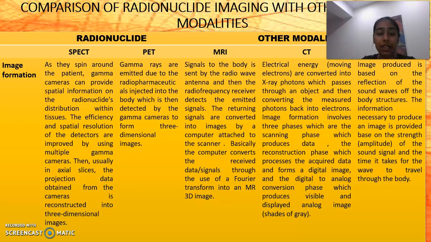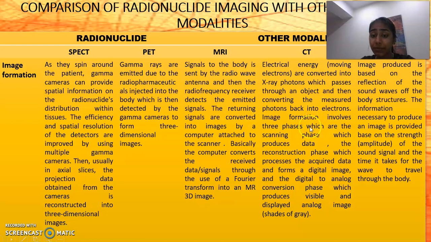As for PET, gamma rays are emitted due to the radiopharmaceuticals injected into the body, which are then detected by the gamma cameras to form three-dimensional images. As for MRI, signals are sent to the body by the radio wave antenna, and then the radio frequency receiver detects the emitted signals. The returning signals are converted into images by a computer attached to the scanner. Basically, the computer converts the received data through the use of a Fourier transform into an MR 3D image.